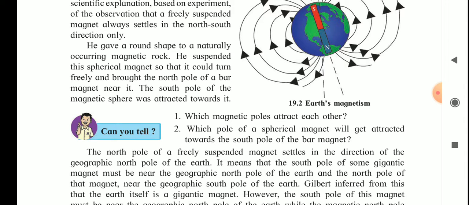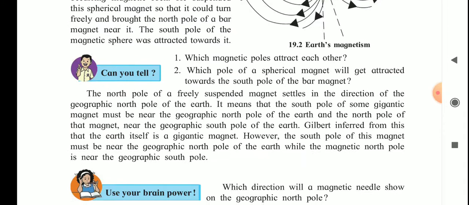So the north pole of the freely suspended magnet settles in the direction of the geographic north. It means that the south pole of some gigantic magnet must be near the geographical north pole of the Earth, and the north pole of the magnet near the geographical south pole of the Earth. So Gilbert inferred from this that Earth itself is a gigantic magnet.